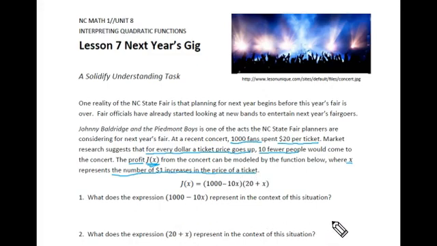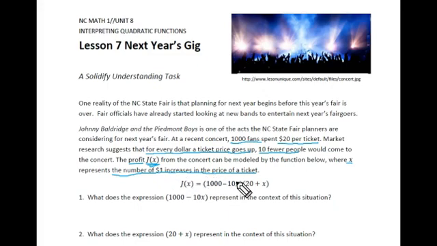So these first two questions want us to describe what each of these linear factors represents in the context of the story. When we look at the first linear factor, we see 1,000 minus 10x. Well, we know that 1,000 represents the number of fans that attended the last concert. We know that the negative 10 is 10 fewer people that attend every time the price of the ticket increases by $1, and the price of the ticket increasing by $1 is represented by x.